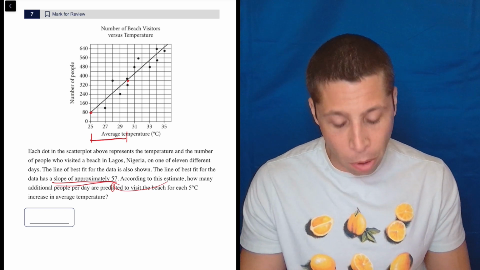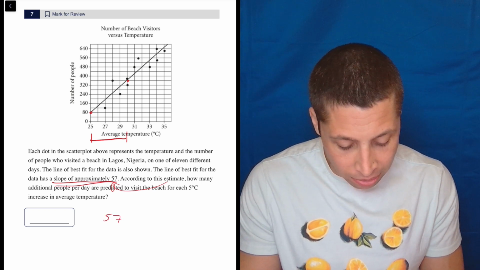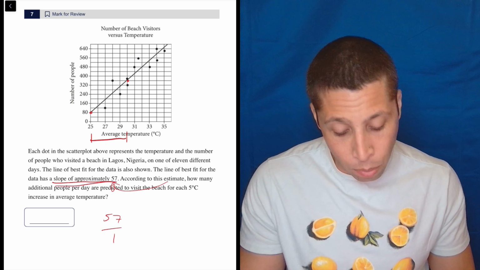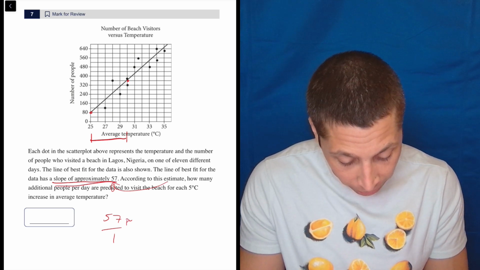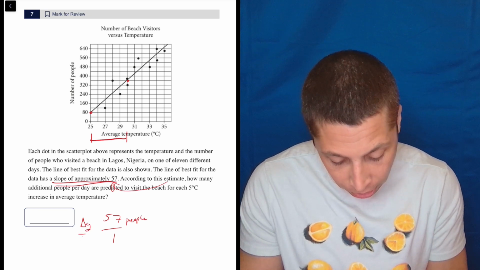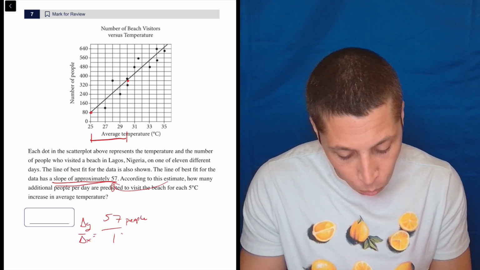Because if we just understand that slope is always a fraction, basically, this 57 is 57 over 1. Well, 57 what over 1 what, right? So 57 people, right? Because it's a y, change in y over change in x. So per 1 degree Celsius.